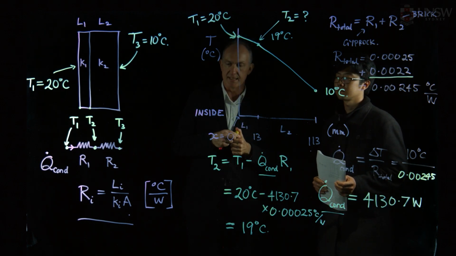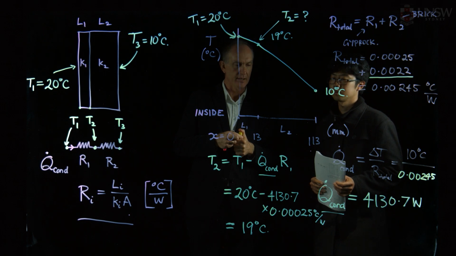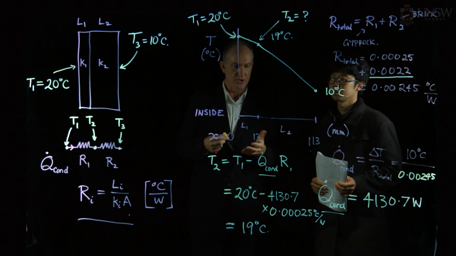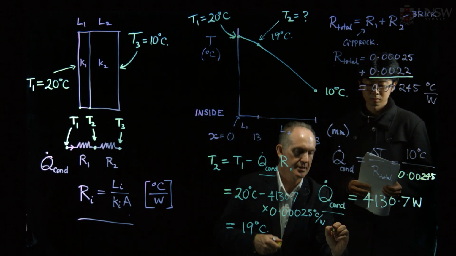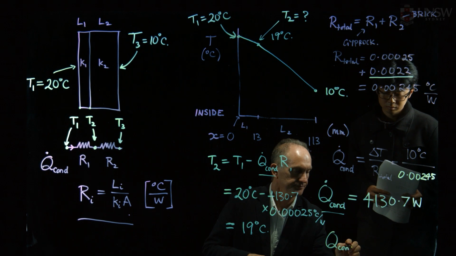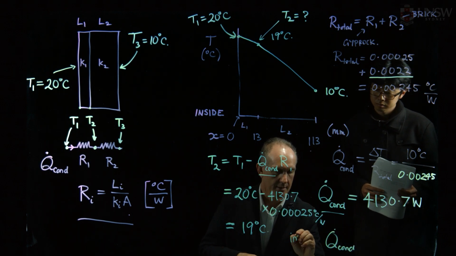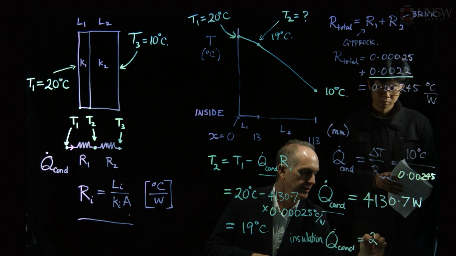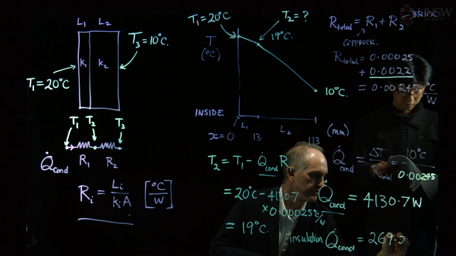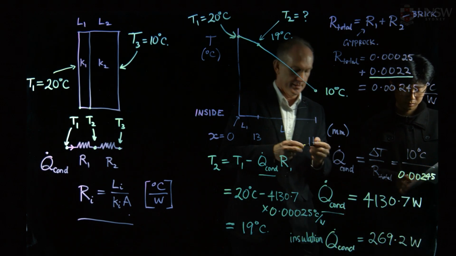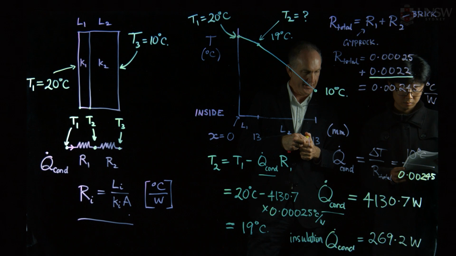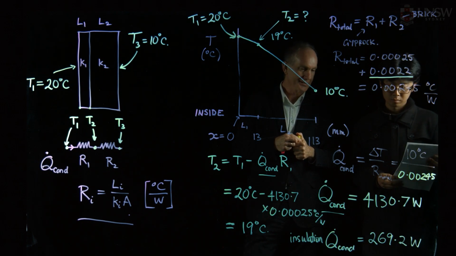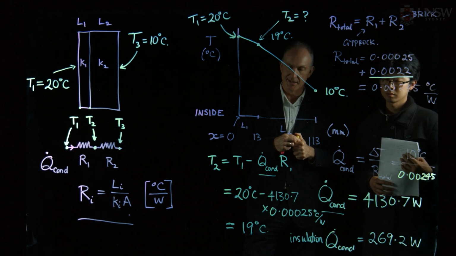But what we want to really see when we do the second calculation is the comparison to the first calculation when we had the insulation. When we had insulation in the wall, what was that Q conductive number? That was 269.2 watts. So the take-home point from that is that uninsulated walls will conduct a lot more heat than insulated walls.